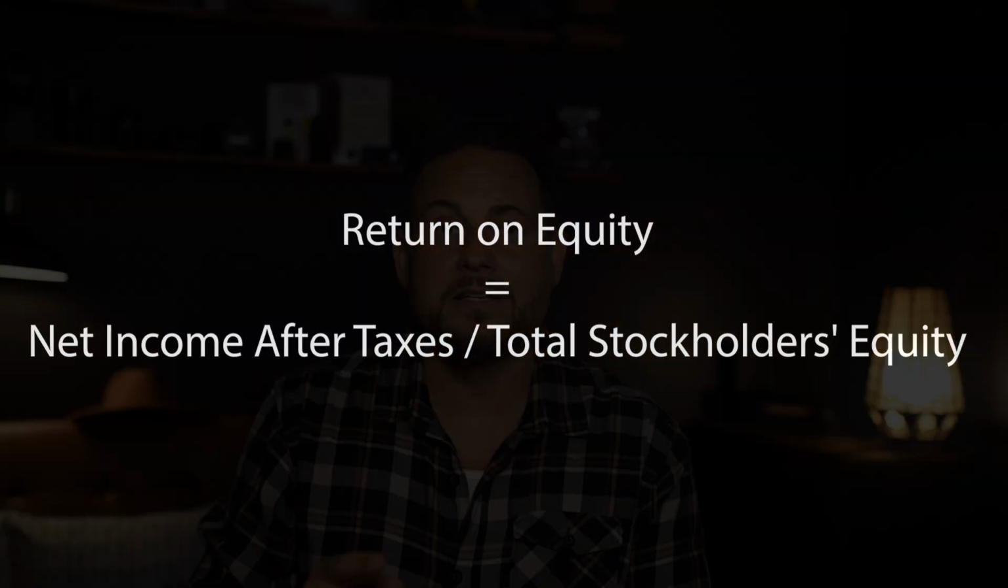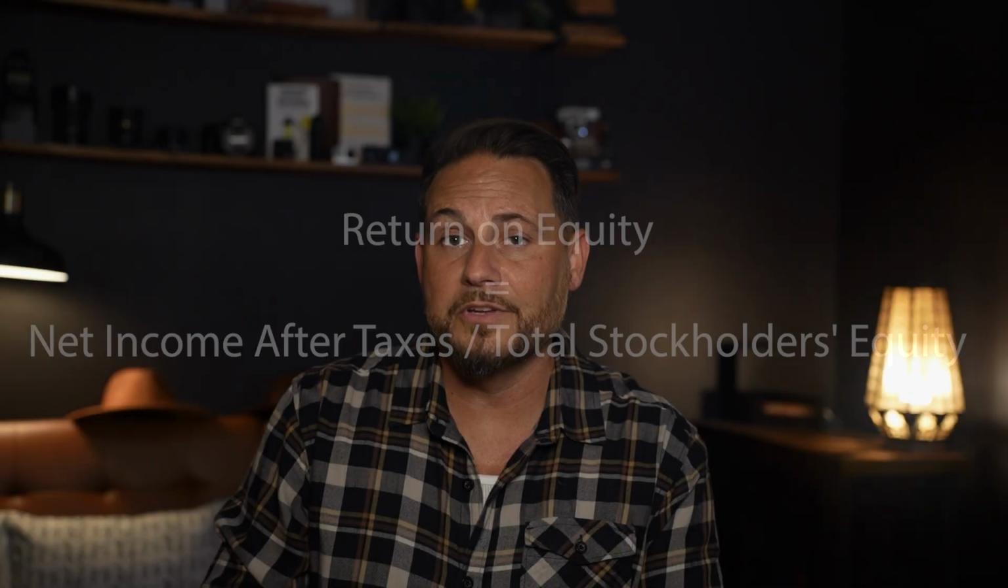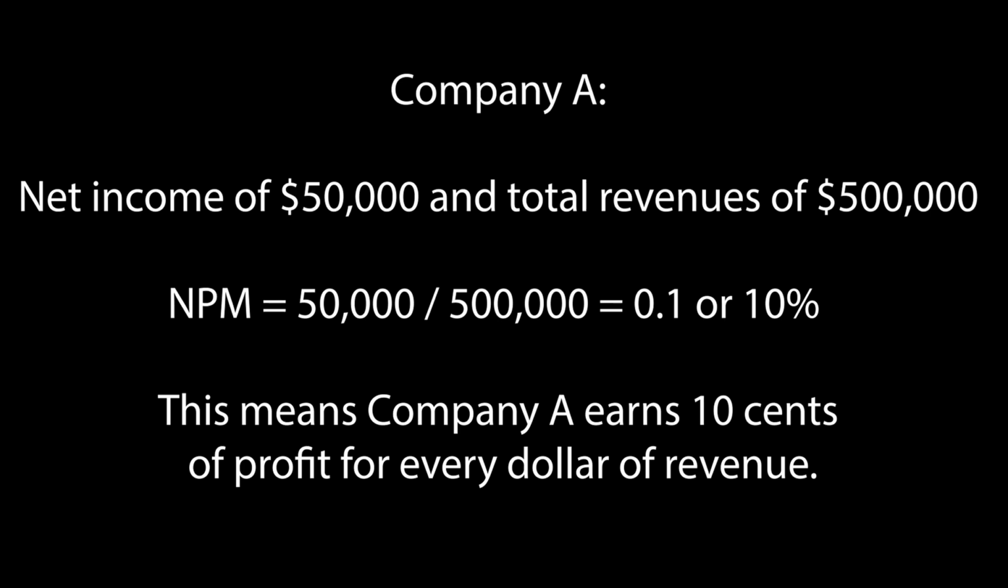Next is return on equity, or ROE. This is calculated as net income after taxes divided by the stockholders' equity. This reveals how effectively a company generates profit from its shareholders' investments. Here's a simple scenario. Imagine a company, Company A, that has a net income of $50,000 and total revenues of $500,000. Using the formula of NPM, that would give us $50,000 divided by $500,000, which equates to 0.1 or 10%. This means Company A earns 10 cents of profit for every dollar of revenue.